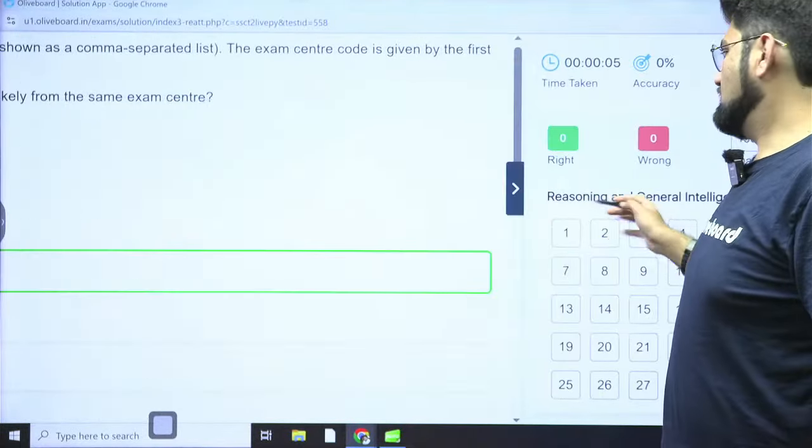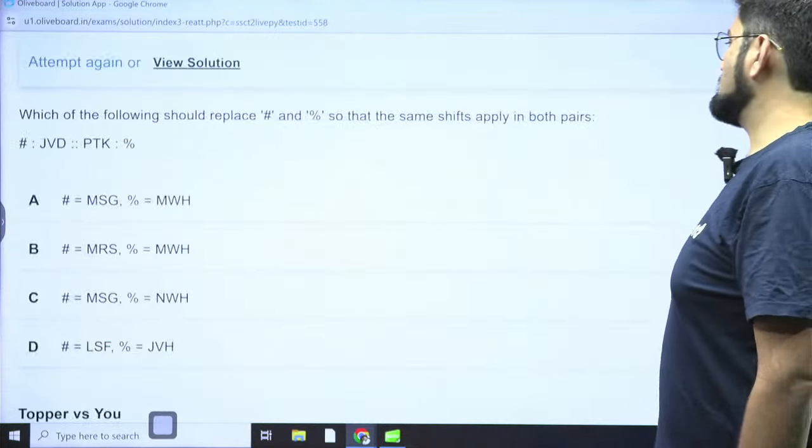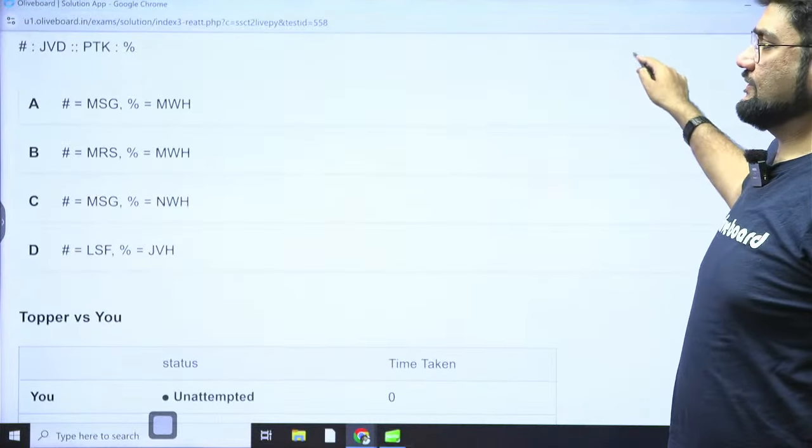41 seconds. Okay, fine. Because it's a mock, sometimes plus minus 10 seconds is as it is.